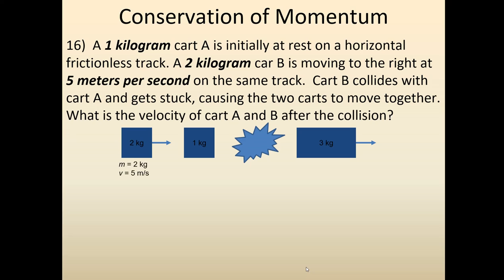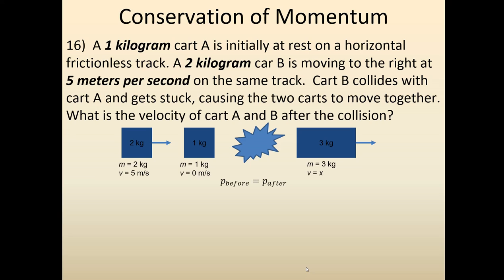I do the same thing. This time they change the velocity to 5 meters per second, and the mass is also now 2. Cart A is going to be 1 and 0. And then for this one, we're going to do 3 kilograms and x for the velocity.